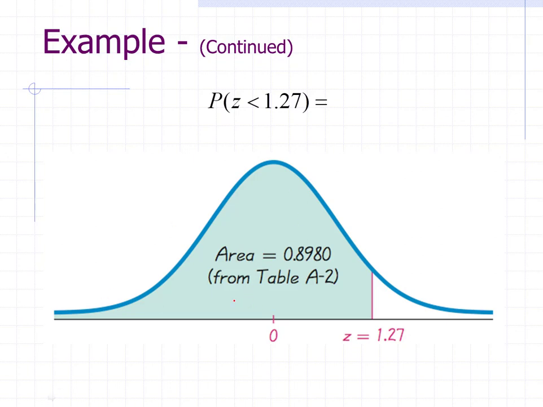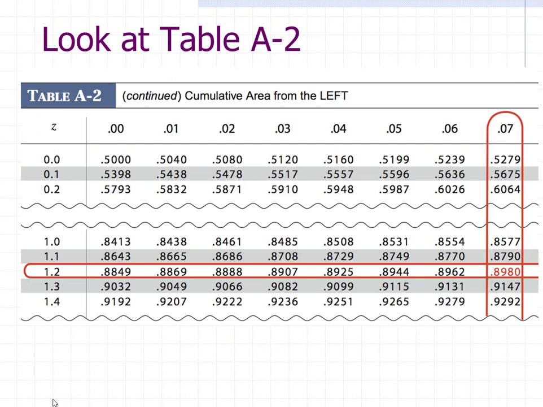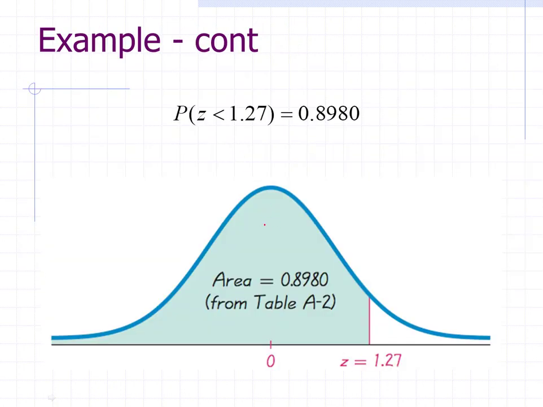So here we go, and we're going to look at our table, and remember, positive z-scores are to the right of our mean of 0. Negative z-scores are to the left. So now let's look at table A2. This time we're going to look at the positive side, and our z-score is 1.27, so we follow the 1.2 line over till we get to the 0.07 column, and we see that's 0.898. So that's why we say this area in light blue is 0.898.